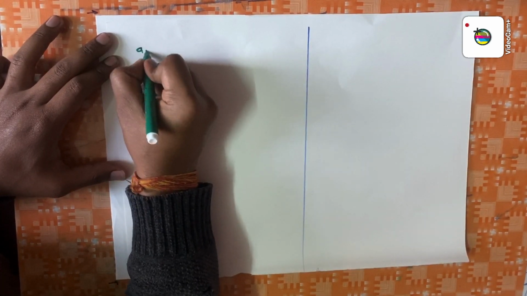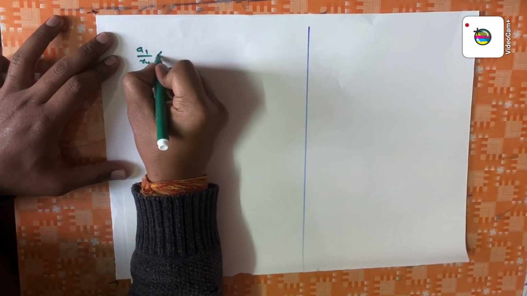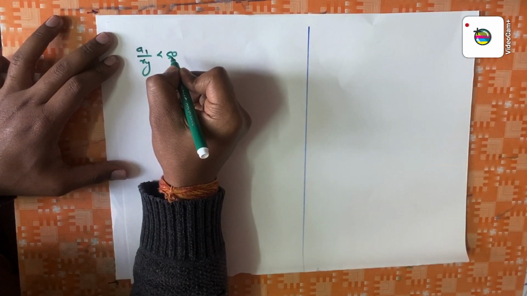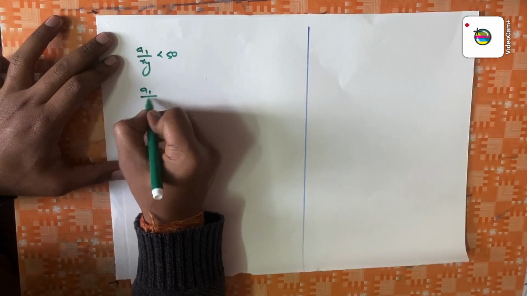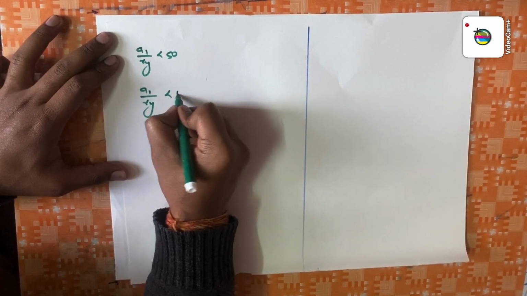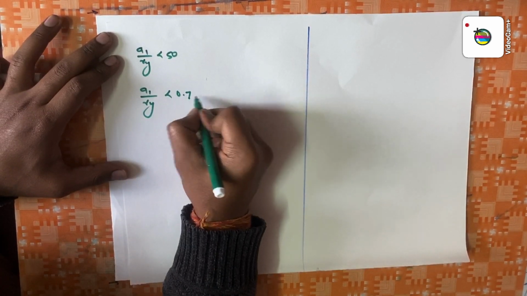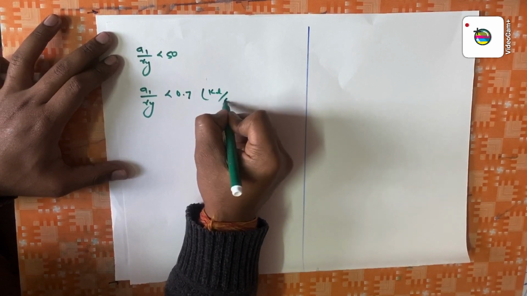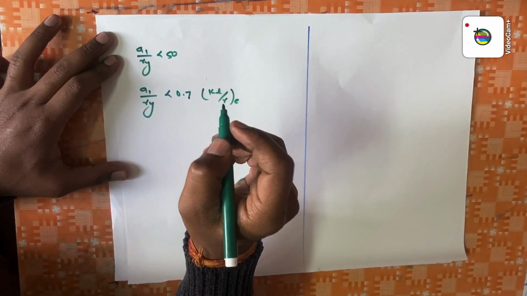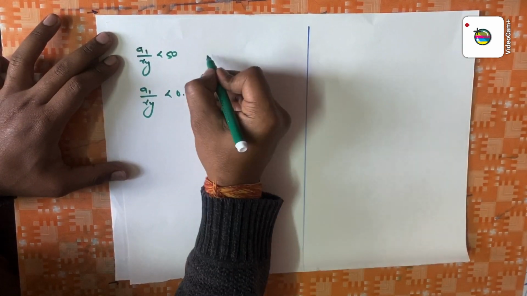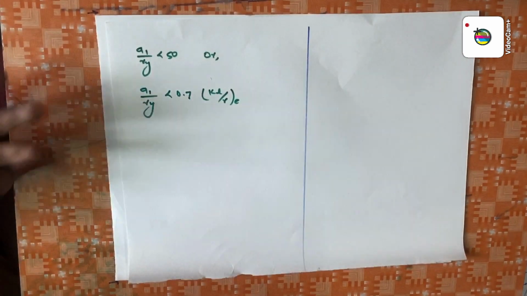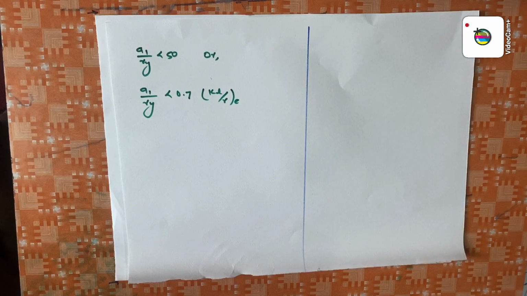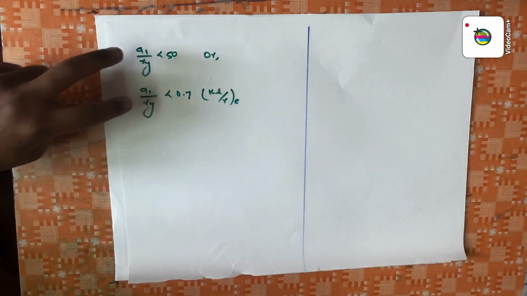The first one is a1 by ry must be less than 50, and the next one is a1 by ry must be lesser than 0.7 times kl by re. So whenever any one of them meets the criteria, you can go for further procedure, but you have to check both of the conditions.